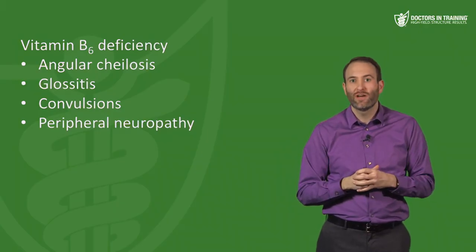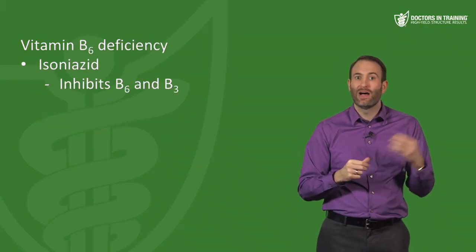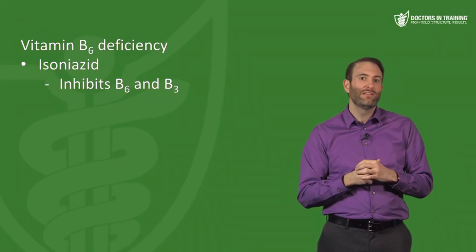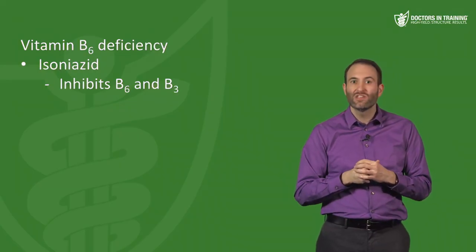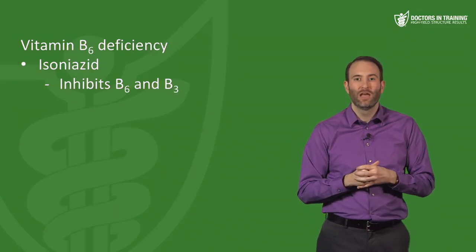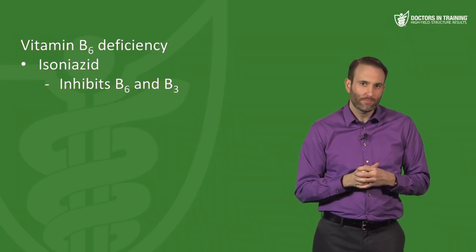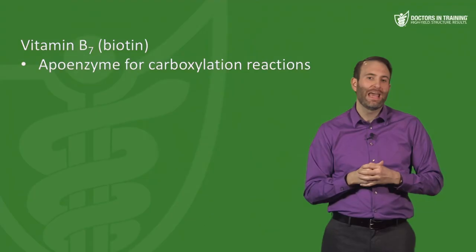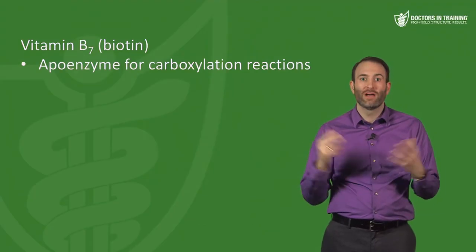Now, as we just saw with vitamin B3, INH or isoniazid can induce a deficiency of B6. So if a patient is receiving treatment for tuberculosis, then we often add on vitamin B6 as another treatment option. Moving on to vitamin B7. B7 is biotin. So what's our metabolic role here? Well, it's an apoenzyme for carboxylation reactions.